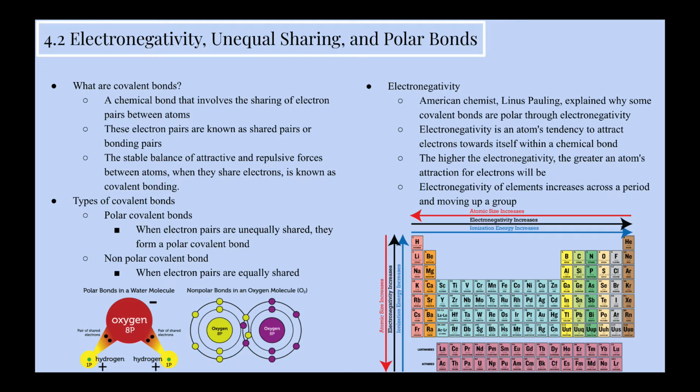A polar covalent bond is a bond in which the electronegativity difference between the atoms is between 0.4 and 1.7. In a polar covalent bond, pairs of electrons are unequally shared between two atoms. In the bottom left image displaying the polar bonds in a water molecule, it can be seen that the pairs of shared electrons spend more time with the oxygen atom. Because of this, one end of the molecule has a slightly negative charge and the other a slightly positive charge.